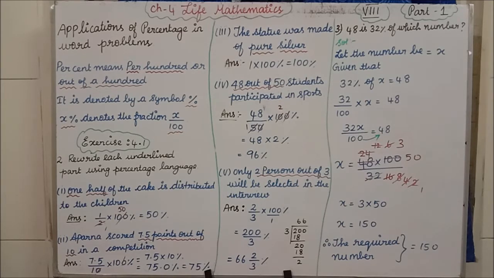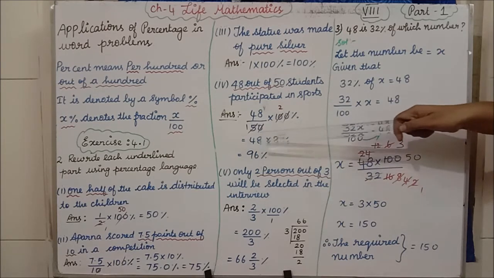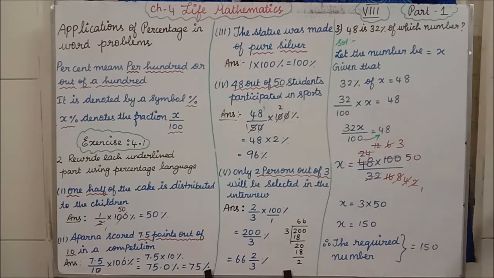See, I have cancelled here. What answer am I getting? If I cancel, the zeros will go. 5 1s are 5, 5 2s are 10. So I am getting 48 into 2. That percentage I have written. So 48 into 2 is 96 percentage. Clear? We will see the fifth subdivision.